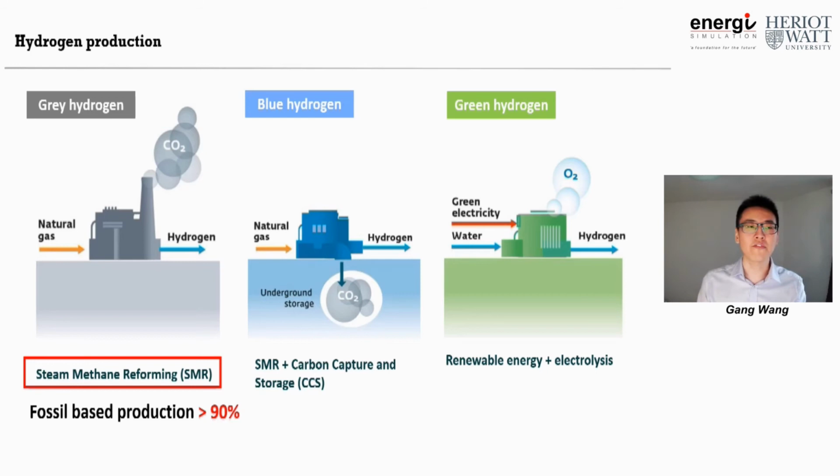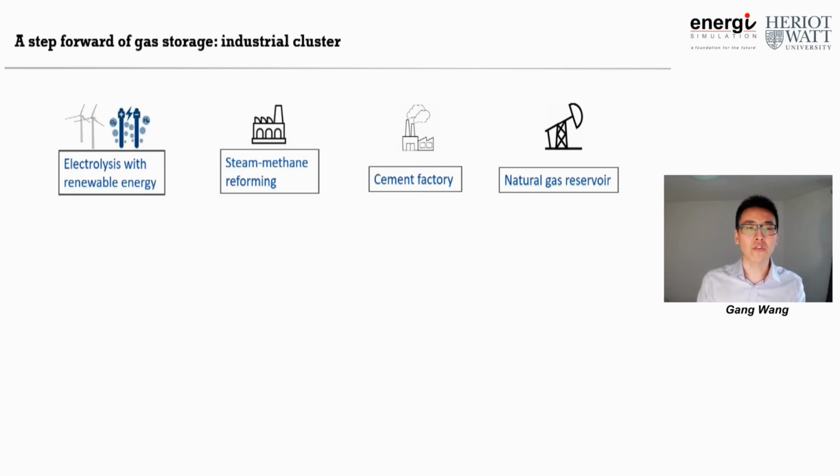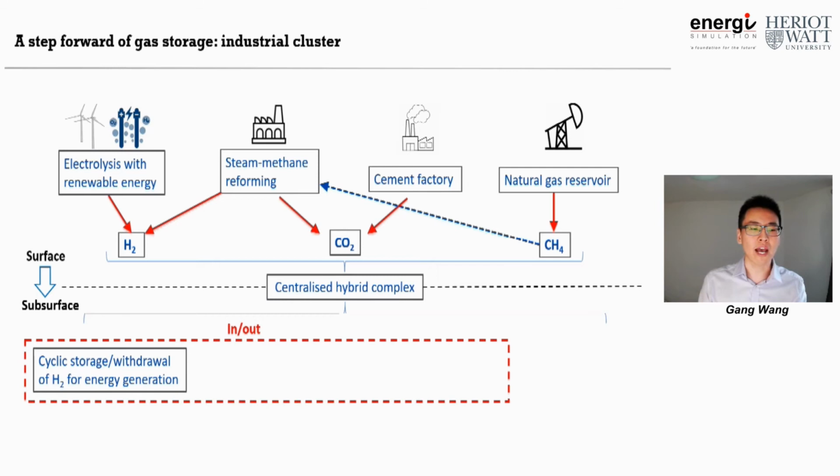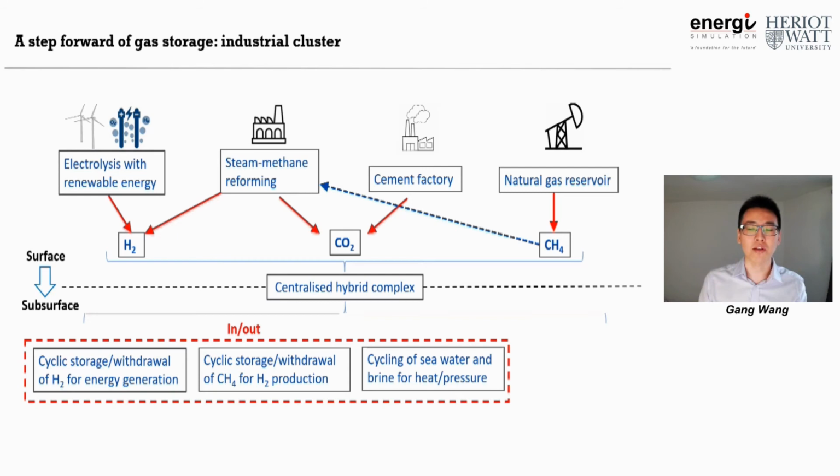In fact, this is where my research project kicks in. We take a step forward of gas storage and investigate the feasibility of managing all three gases in a centralized hybrid complex. Basically, this industry cluster will enable the cyclic storage and withdrawal of hydrogen for energy generation, cyclic storage and withdrawal of methane for hydrogen production, and cycling of seawater and brine for heat and pressure. At the same time, we also wish to have the permanent storage of carbon dioxide.